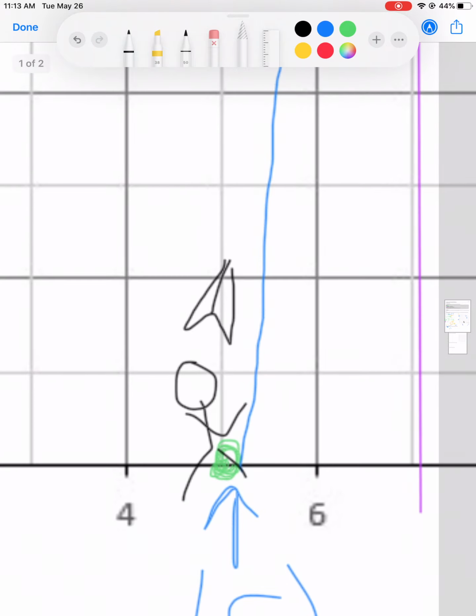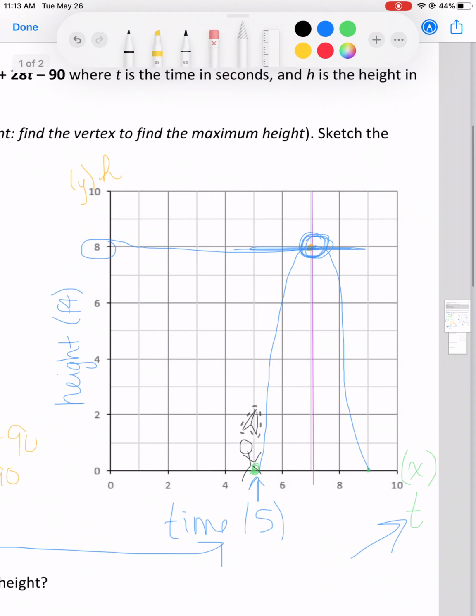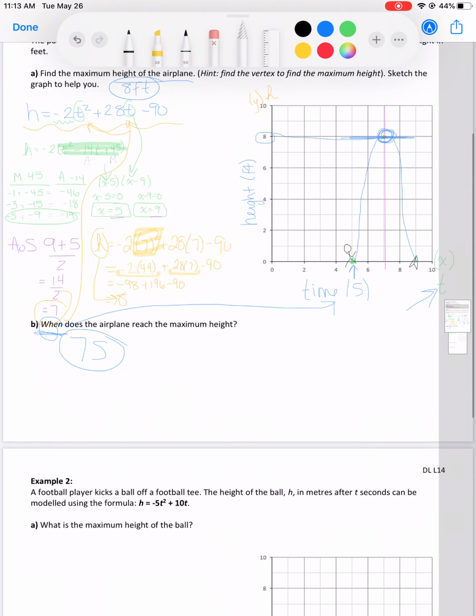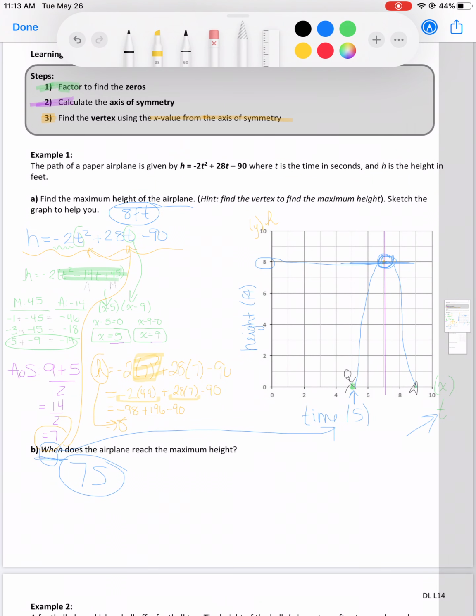Oops, I have to do that a little bit better. And the plane went, and then it reached this height, and then it started coming back downwards. And it hit the ground at 9 seconds. And that's what that means. I hope that makes sense. Okay? So, essentially what you do is when you're given the equation, factor it, find the axis of symmetry, and do the vertex. And then you can plot it, and then you can answer the questions. I just find it easier that way.